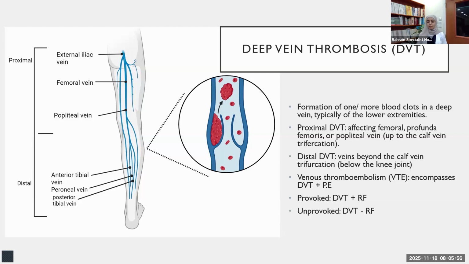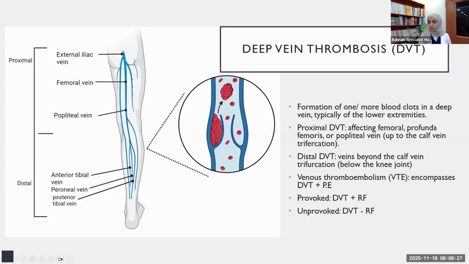For definitions, we have proximal DVT, which means that it affects the femoral, profunda femoris or popliteal vein, up to the calf vein trifurcation. So coming from the femoral vein, popliteal vein, and the external iliac vein, this will be considered proximal. When we talk about distal DVT, it means the veins which are beyond the calf vein trifurcation, which is below the knee joint.